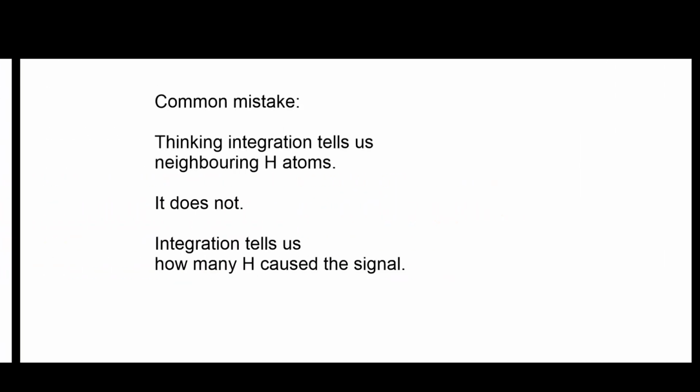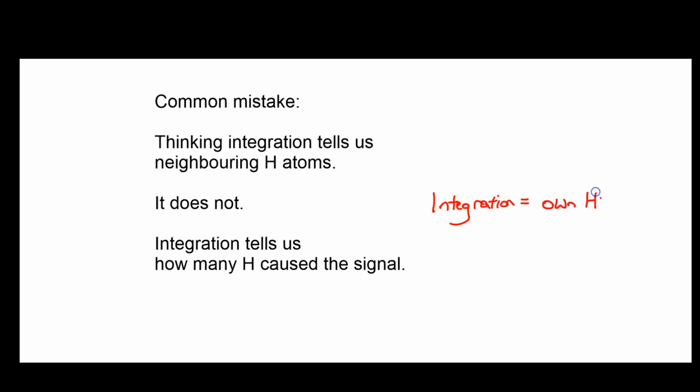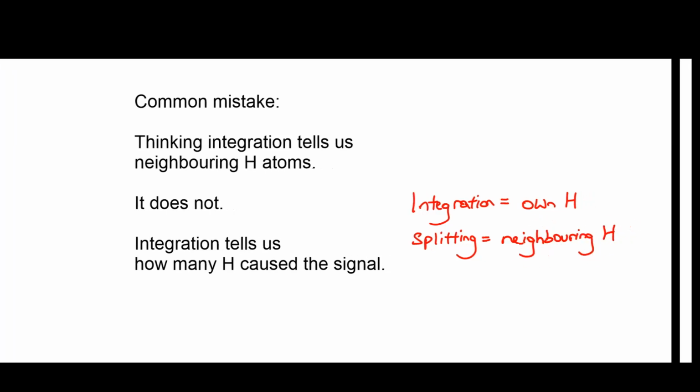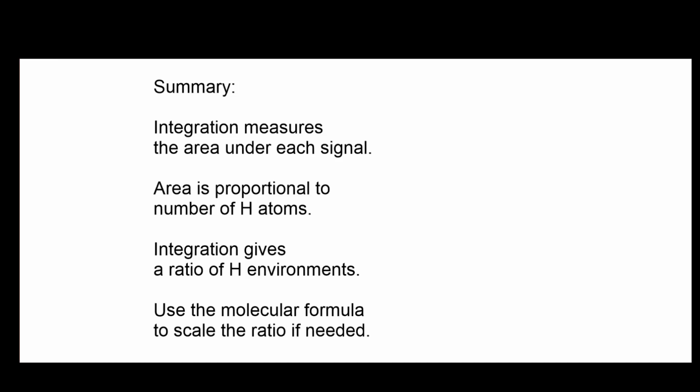Integration tells us how many hydrogens are in that environment. Splitting tells us the number of neighboring hydrogens. Therefore, integration equals own hydrogens. Splitting equals neighboring hydrogens. In summary, integration gives the ratio of hydrogens in different environments.